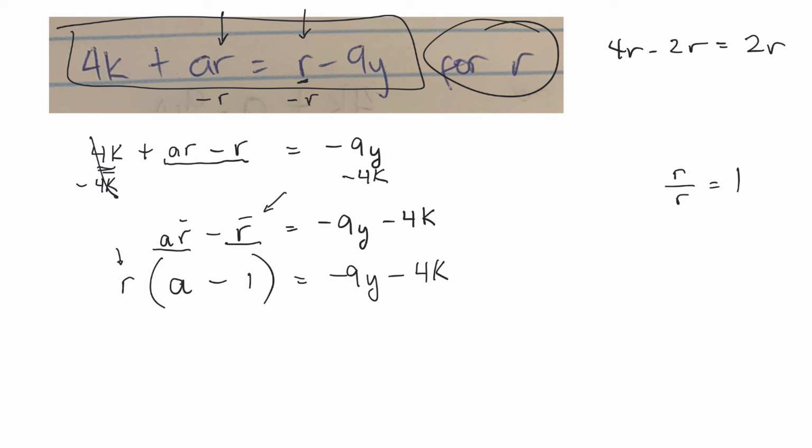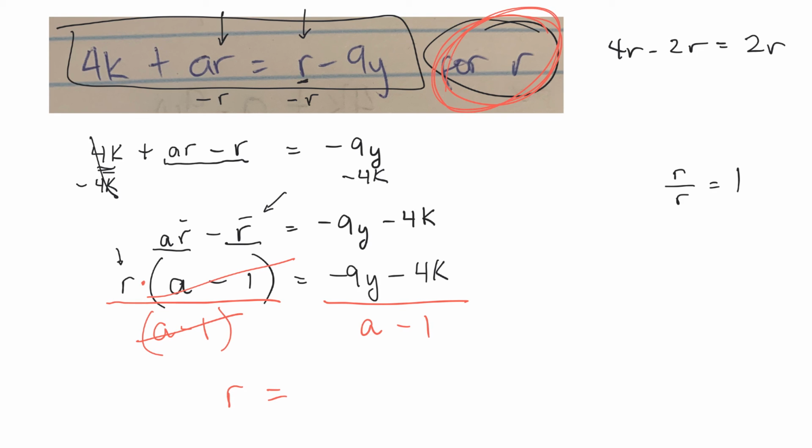So now what I'll do is I want to get rid of this a minus 1. Since it's multiplying the r by that, I'm going to divide this side by an a minus 1. If I do that, those two things will cancel. But if I divide one side by that, I have to divide the other side by that too. So on the left side, I'm left with just an r. That's what I'm looking for. And on the right side, I have negative 9y minus 4k all over a minus 1.